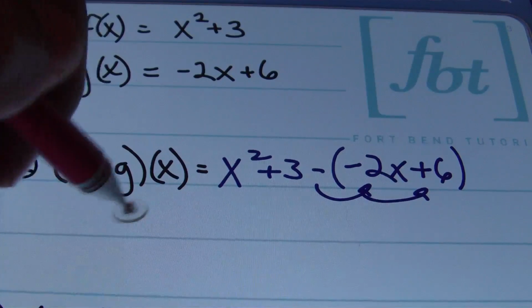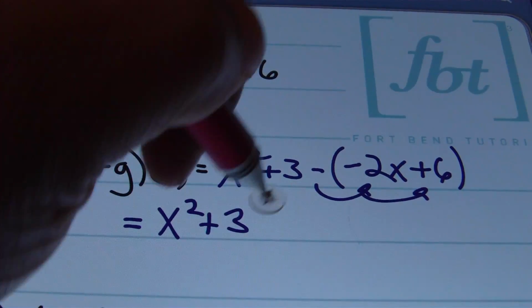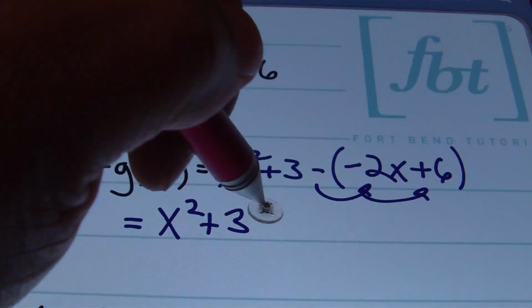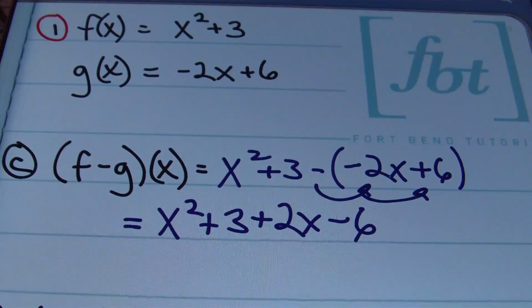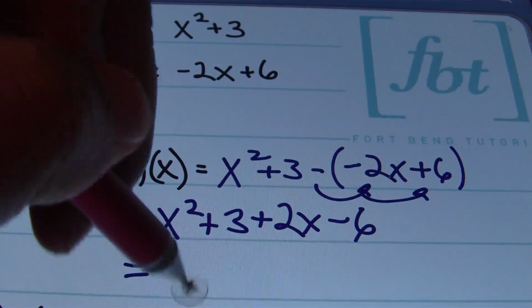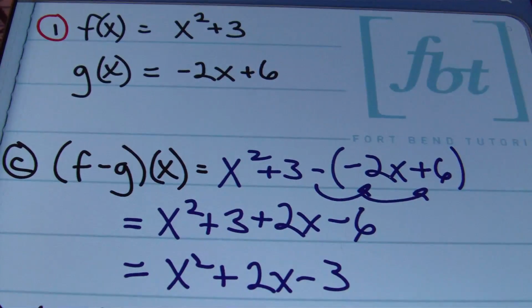So continuing on, after I distribute, I'll have x squared plus 3. A negative times negative 2x is a positive 2x. A negative times a positive 6 is a negative 6. And then from there, I'm going to combine any like terms I may have, as well as write my result in descending order of the variable. So that means I'll end up with x squared plus 2x minus 3, and done.